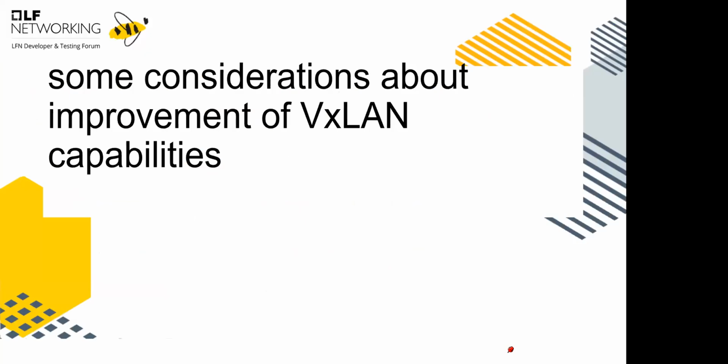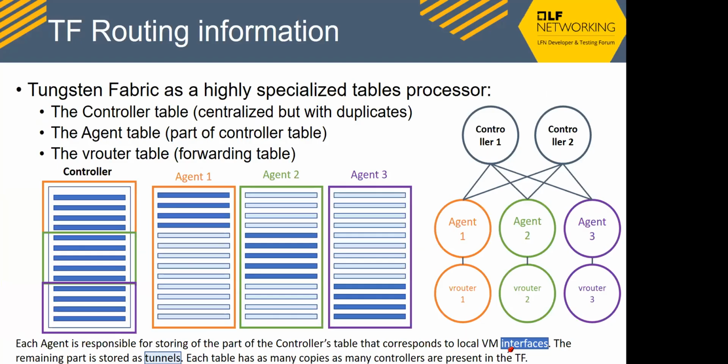Okay, so now some considerations about improvement of VXLAN capabilities. Actually, I'm very new to SDN, and I've been in this field for just about 1 year. So it looks like Tungsten Fabric is a highly specialized tables processor.